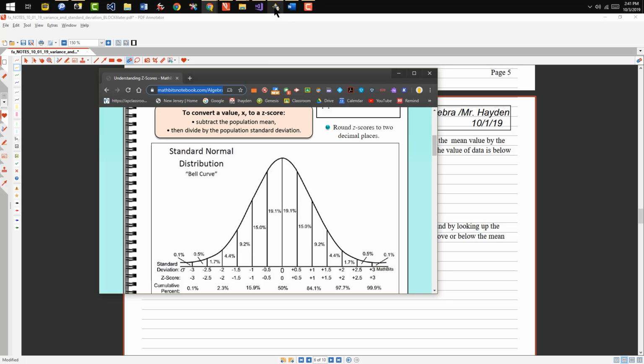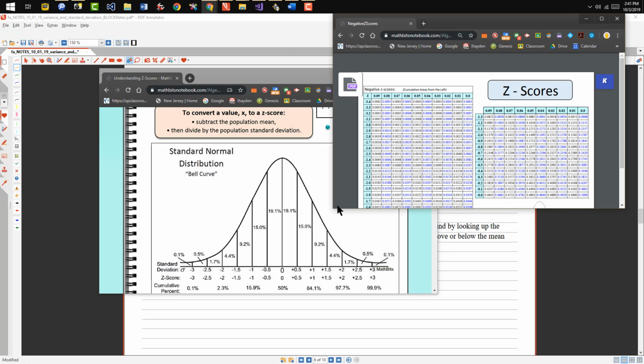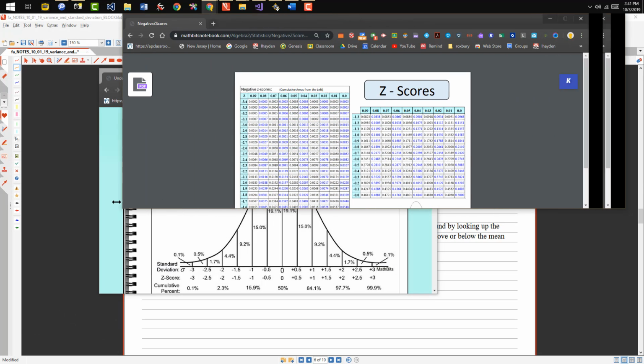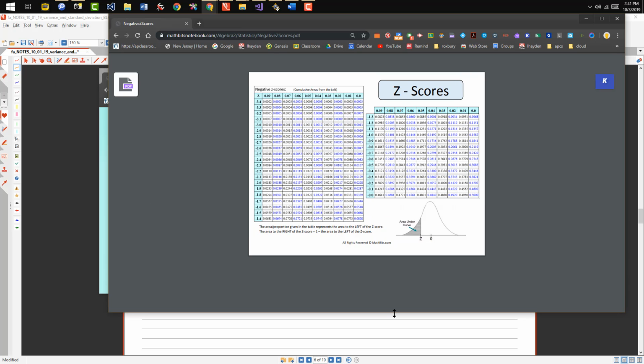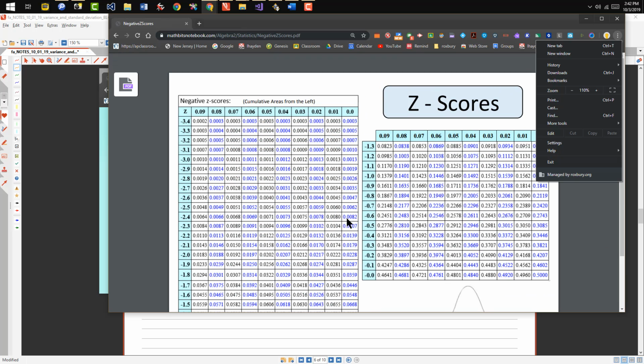So if we go to the z-score table, let me go over to my document that has the tables in it. Okay, so typically you're going to have a z-score table for the positive values and a z-score table for the negative values. What are these numbers in here that you look up for a specific z-score, and how do you look up a specific z-score and determine which cell is relevant?